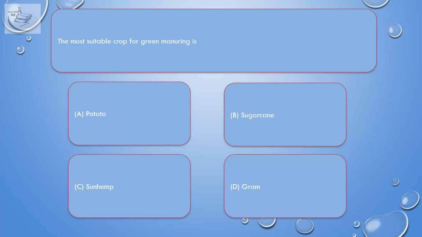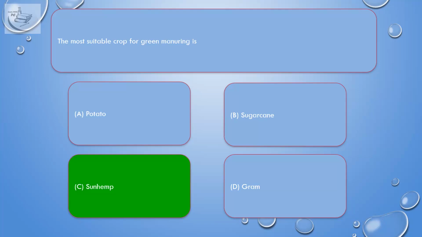Question: the most suitable crop for green manuring is A. Potato. B. Sugarcane. C. Sunhemp. D. Gram. Correct answer is C. Sunhemp.